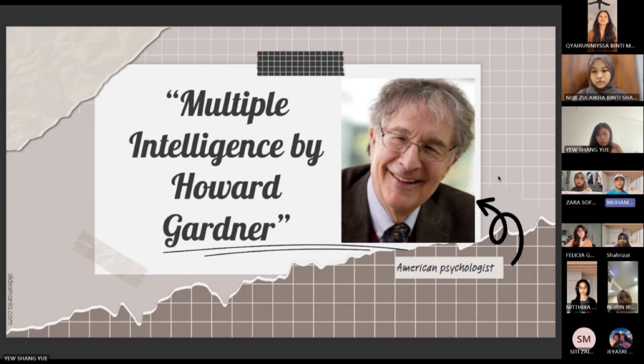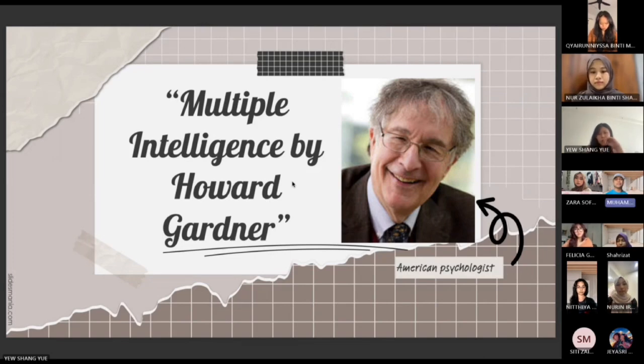So today our group will present about Howard Gardner's multiple intelligence theory. We will focus on three types of intelligence, which are linguistic, musical, and spatial intelligence. So let's begin the presentation.